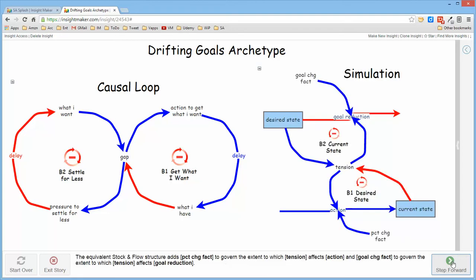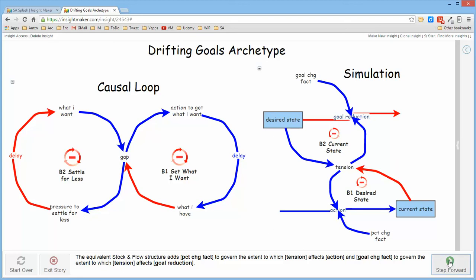Now, if we implement this as a simulation stock and flow structure, it's the same thing, except that I've added a percentage change factor to indicate the extent to which the tension actually adds to the action, that's this part, and the extent to which the tension actually adds to goal reduction, which is this pressure aspect over here.